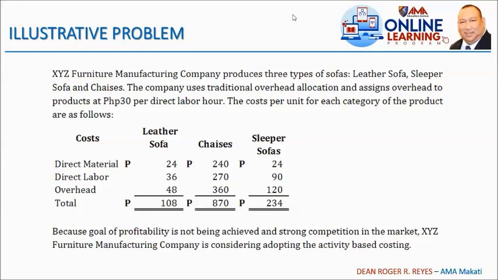The company uses traditional overhead allocation and assigns overhead to products at 30 per direct labor hour. The cost per unit for each category of the product are as follows. Ayan. So since tatlong sofa, tatlo rin ang kanyang costing. So the second column is the leather sofa, chaises, second, and sleeper sofa. Under the cost, we have direct material, direct labor, and overhead.